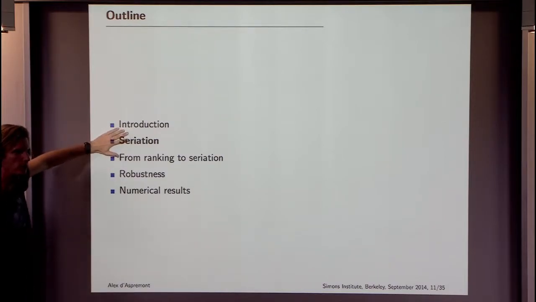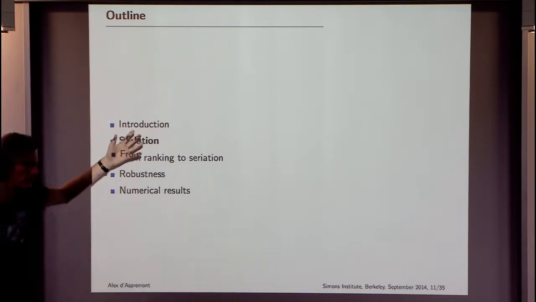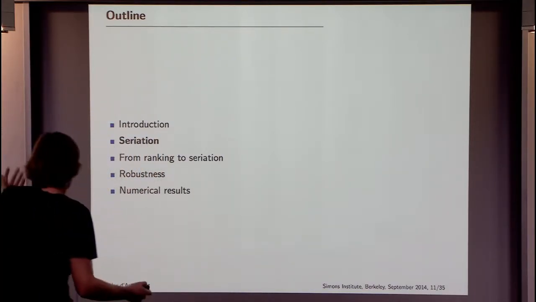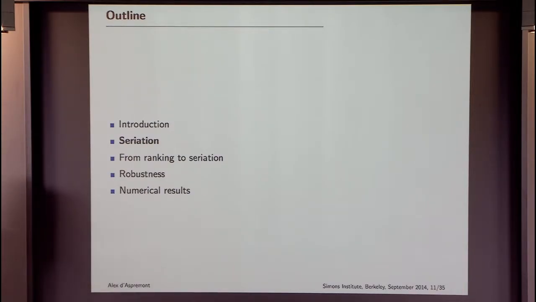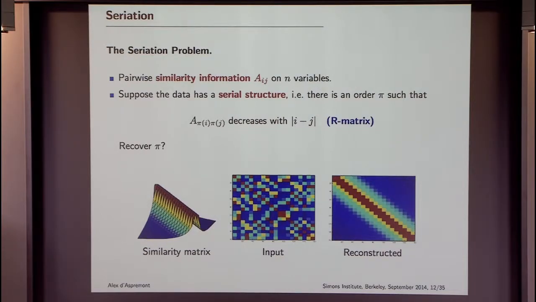Second introduction, seriation. I talked about it here last year, but I have 2 slides, 3 actually, to sort of refresh your memory. So seriation is pretty easy to describe as well. It's a very natural problem. You have pairwise similarity information A_ij on n variables. A_ij measures how close variables i and j are. That's it. Symmetric or not? Yes, this one is completely symmetric.